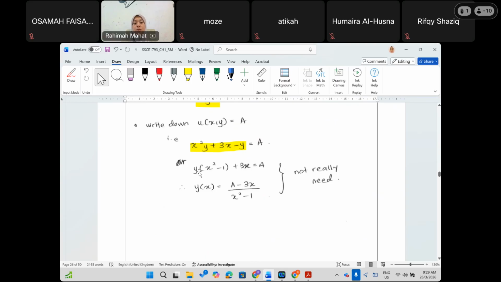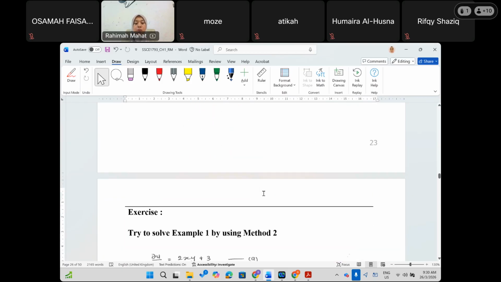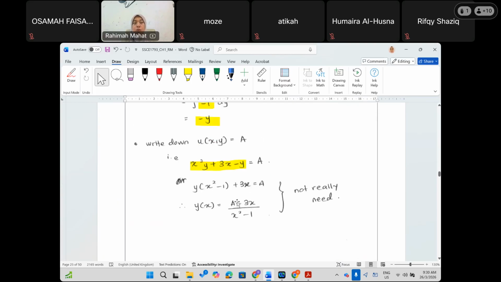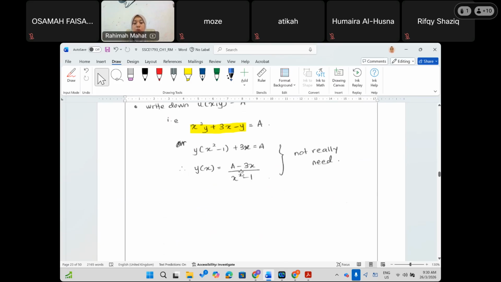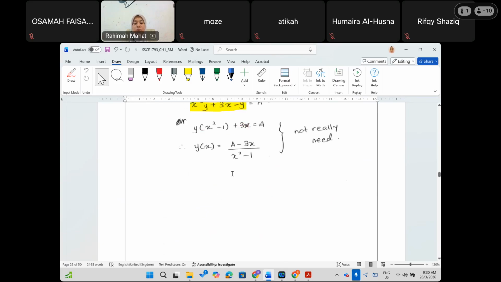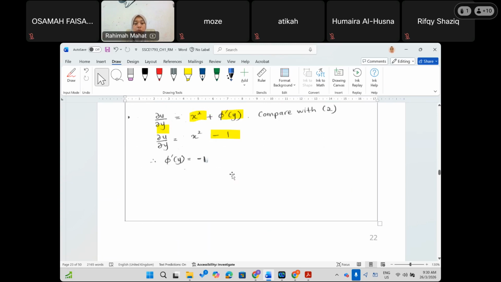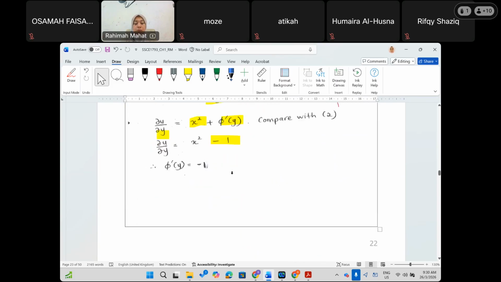And you factorize, you get your y. Y is equal to (a minus 3x) over (x squared minus 1). Okay. If given the condition, the IVP or BVP, you can find the value of a here. But for this question, there is no IVP or BVP given, so no need to find the value of a. So you just leave your answer with the constant here. Okay, that is the exact solution for method 1.